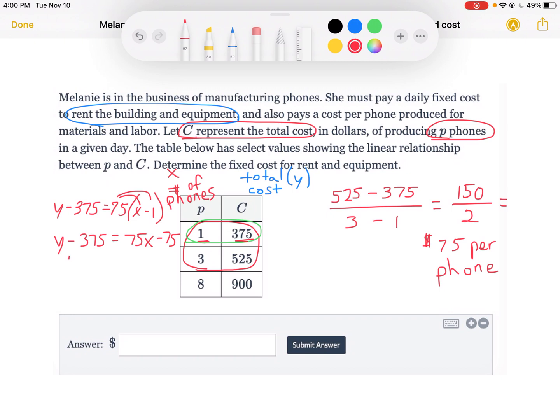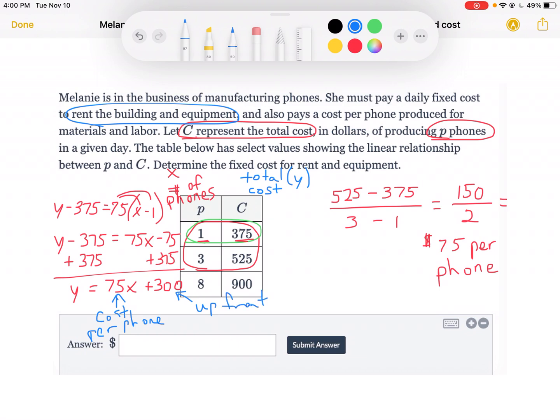I want to solve for Y, so I'm going to add 375 to both sides. So Y equals 75X, and then negative 75 plus 375 would be 300. So here's what this equation means in the context of the problem. Okay, 75 is the cost per phone. And 300 is the upfront cost, that cost for renting the building.